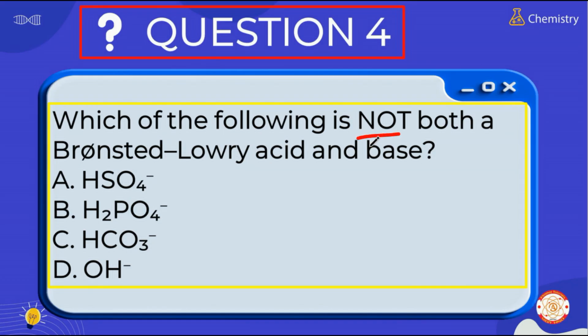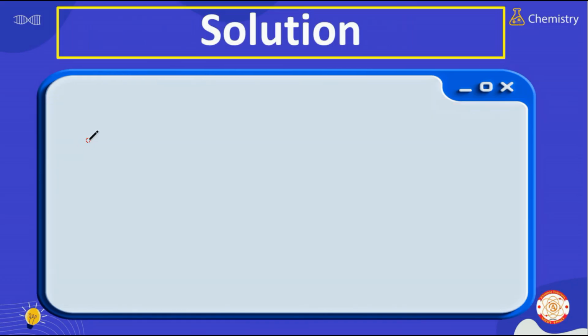So question number 4 says, which of the following is not both a Bronsted-Lowry acid and base? There is a term called amphiprotic. What does amphiprotic mean? So amphiprotic is a substance that can donate and accept a proton.